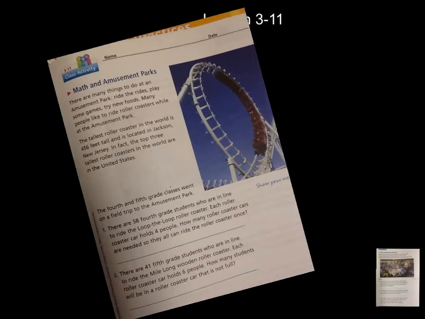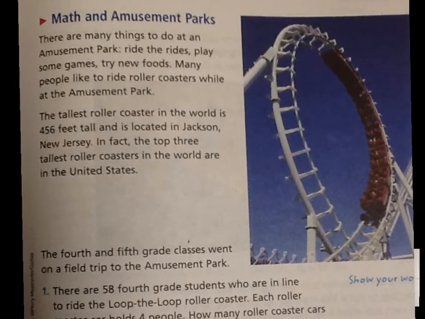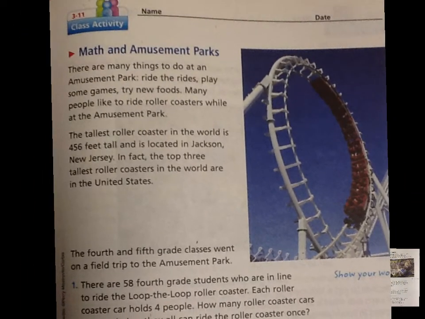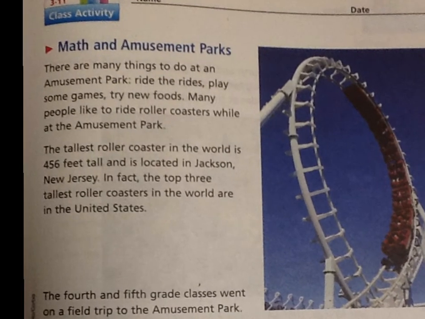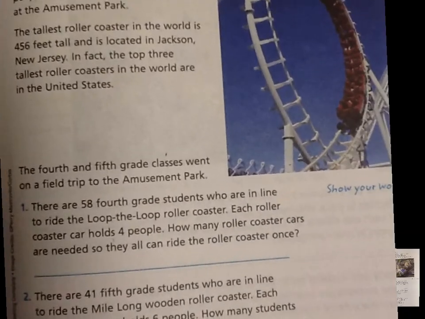So, the first one. Let's go to the first page, page 121, and I'm going to just kind of read the introduction for you. Okay, there are many things to do at an amusement park. Ride the rides, play some games, try new foods. Many people like to ride roller coasters while at the amusement park. The tallest roller coaster in the world is 456 feet tall and is located in Jackson, New Jersey. In fact, the top 3 tallest roller coasters in the world are in the United States.